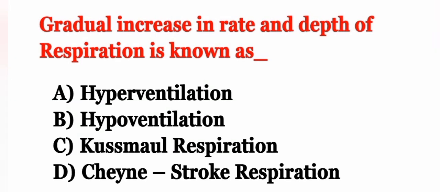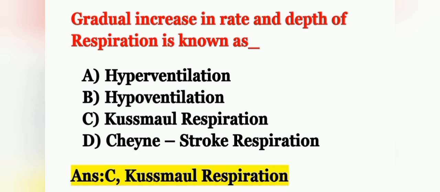The next question, gradual increase in rate and depth of respiration is known as option A hyperventilation, option B hypoventilation, option C Kussmaul respiration and option D Cheyne-Stokes respiration. Question. Gradual increase in the rate and depth of respiration is known as Kussmaul type of respiration. Option C is the correct answer.